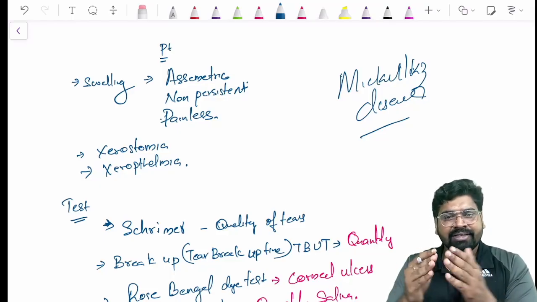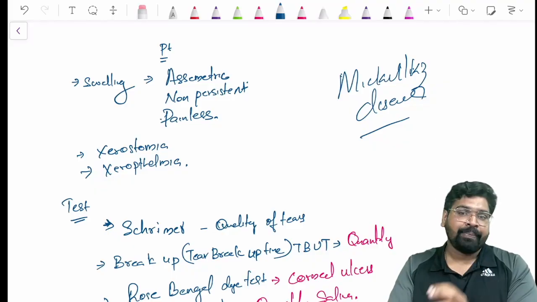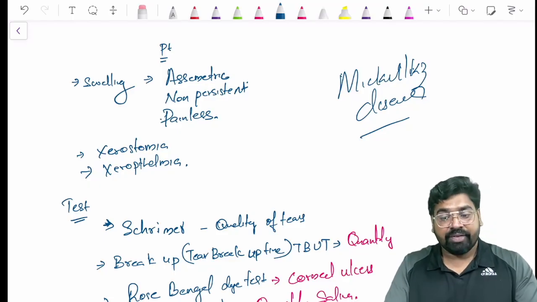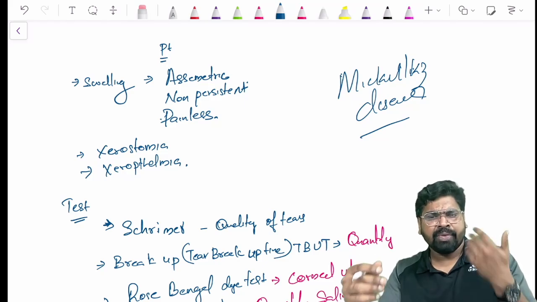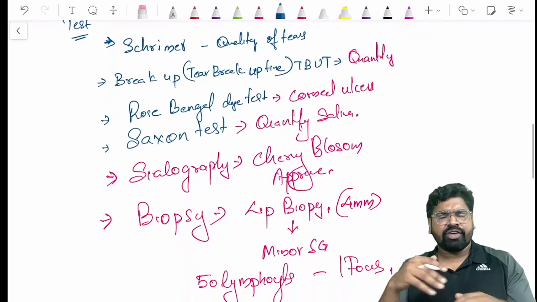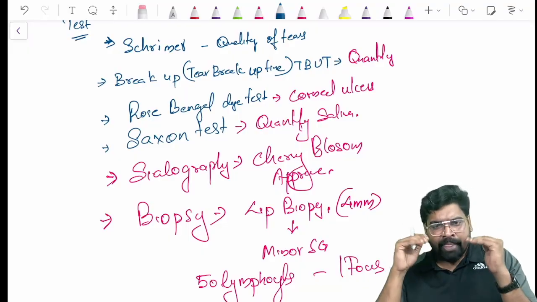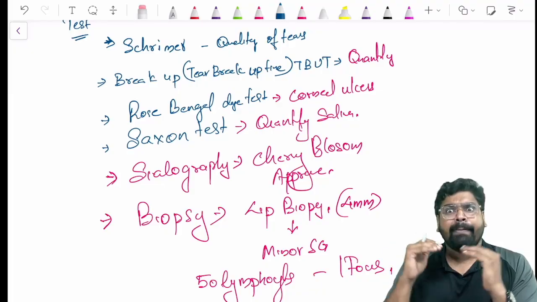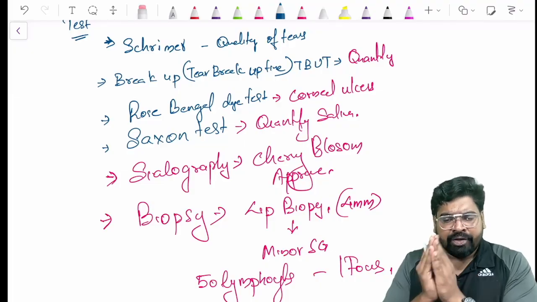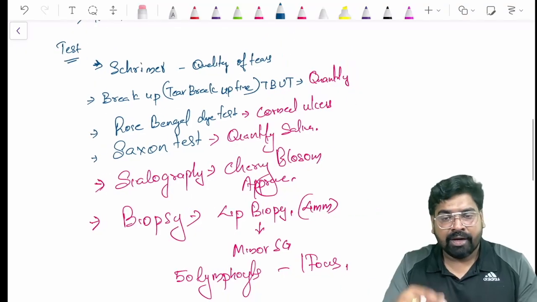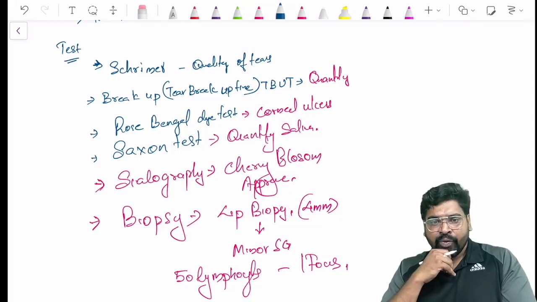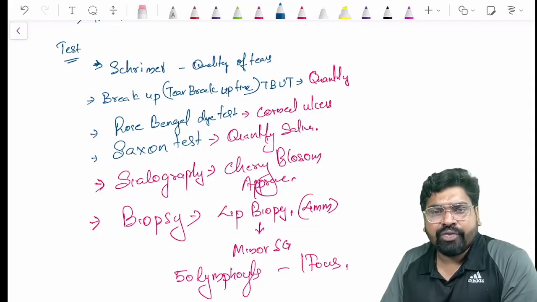These are certain differences between Mikulicz and Sjogren. You can get a question where there is symmetric non-persistent or persistent swelling. Please note this, and you can get xerostomia, and the treatment. I hope you are familiar with the tests: Schirmer, breakup time, Rose Bengal, saxon, sialography, biopsy, and the blood examination. So this is about your Sjogren syndrome. You can compare it with Mikulicz disease and learn. I hope this is clear to you. See you in the next video with a new topic.